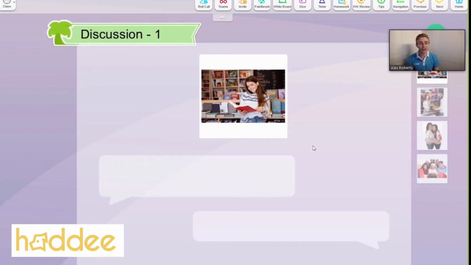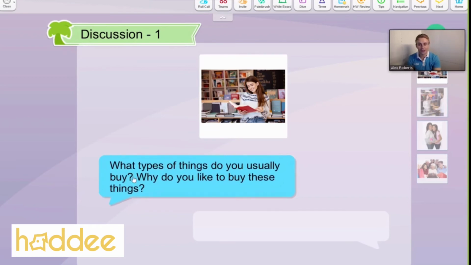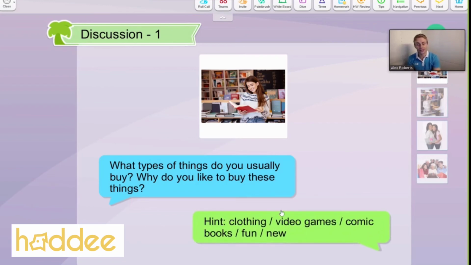So here are some of the discussion questions. There are 5 parts, discussion 1 to 5. At the top here, we have a picture about the question. Underneath is the question. What types of things do you usually buy? Why do you like to buy these things? The tutor can provide an example answer before asking the question to the students. For example, I like to buy books because I like to read. And then we can ask each of the students to respond to this question. If there is a student struggling to provide their own answer to one of these questions, we have some hints below. They can make a sentence using one of these words.